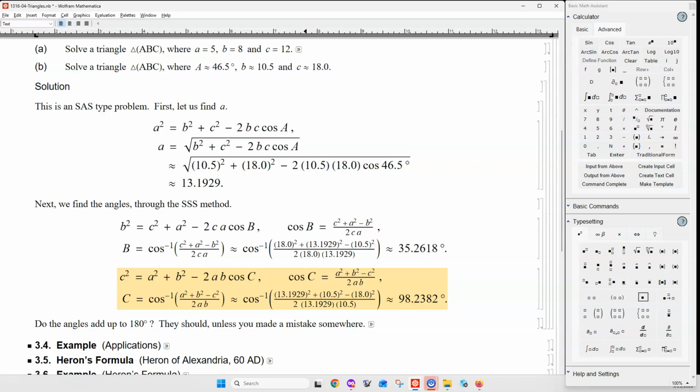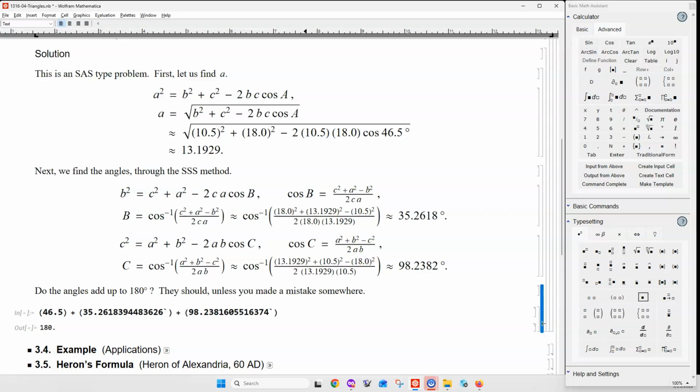So in an SAS problem, find out the third side, and then the other angles using the SSS technique. Now we have these three angles: one originally from the problem, and then we found out the other two. Now, do they add up to 180 degrees? You can check.